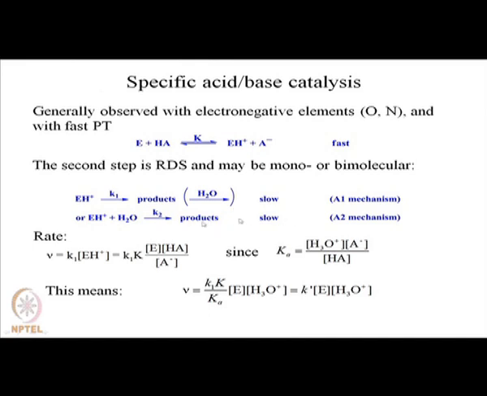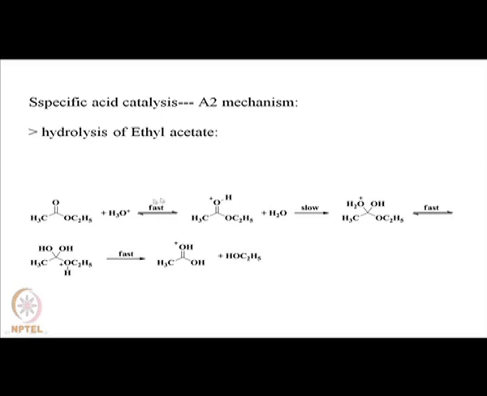I am looking into this one, see, product formation here with H plus, H2O, K2, is slow, and it is the A2 mechanism. This is unimolecular, this is your bimolecular. So, we are now concentrating on bimolecular. You see that it is fast protonation followed by bimolecular slow decomposition. So, hydrolysis of ethyl acetate is of such kind.